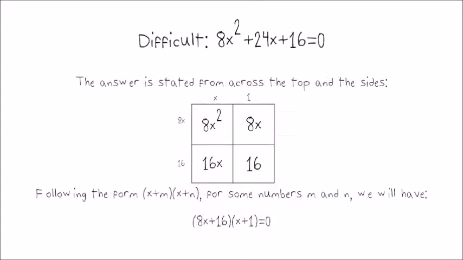The answer is stated from across the top and the sides, which are basically x plus 1 and 8x plus 16. Following the form x plus m times x plus n, for some numbers m and n, we will have 8x plus 16 times x plus 1 equals 0. I hope you guys understood that. I think you guys did.